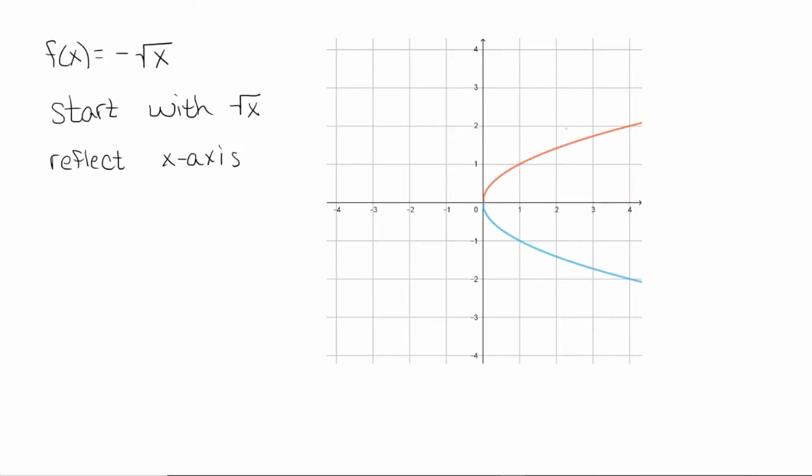Here's a picture where this orange top function is the square root of x. And when I do negative square root of x, instead of an output of 1, I'll get an output of negative 1. Instead of an output of 2, I'll get an output of negative 2, etc. So I have flipped this graph across the x-axis.